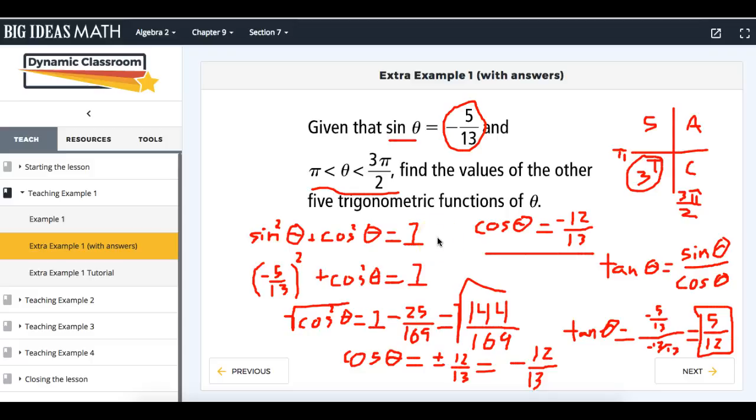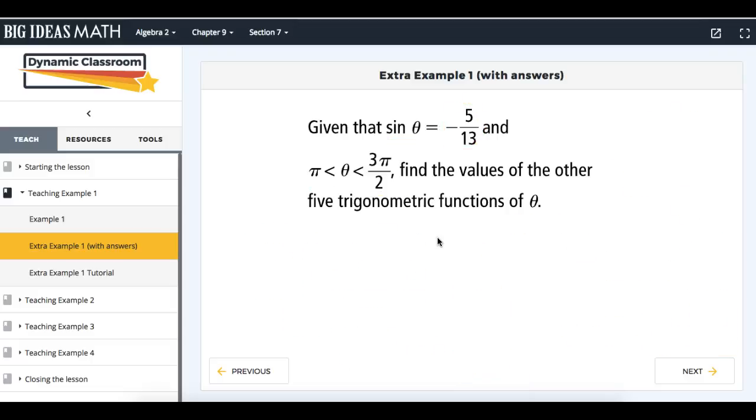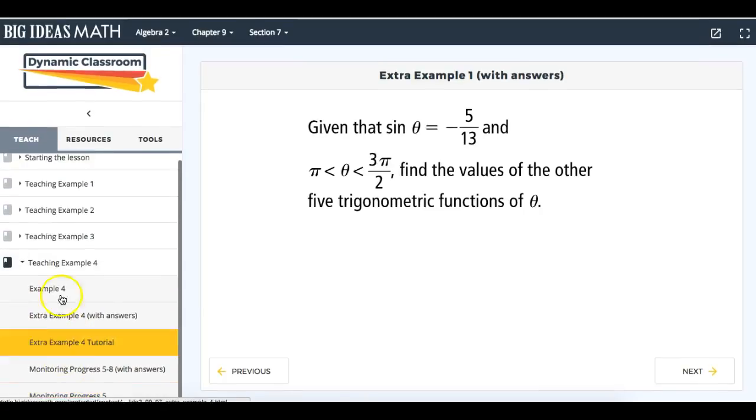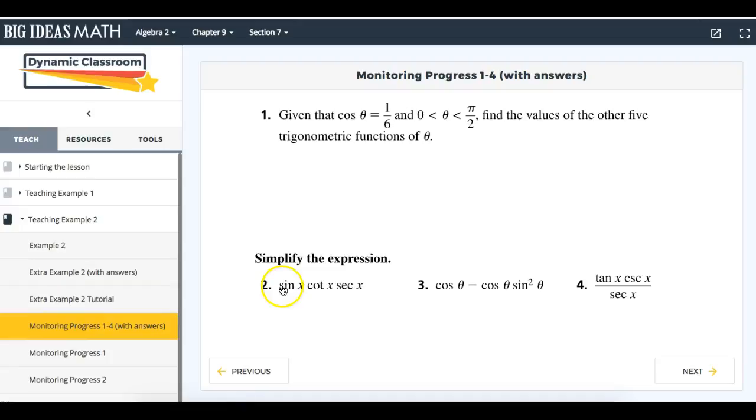Okay, now what I want you to do, again, I did two examples, so you can go back through and watch both of these. I want you to solve number 1 right here. Given that the cosine is 1/6 and you've got your range for theta, use the Pythagorean identity and the tangent identity to find the sine and tangent of theta. So go ahead and plug those in right here.